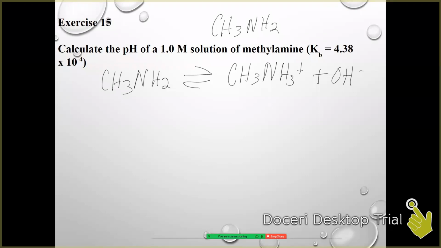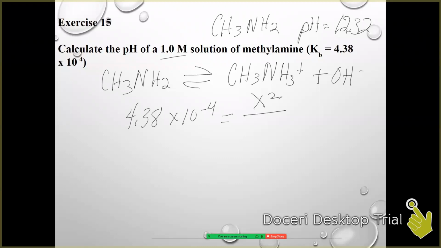Anybody got a pH? 12 point what? I'm sorry. That's what I got. 12.32. Anybody else have 12.32? All right. So this one says it's on a 1-to-1 mole ratio, kind of like we did our weak acids. After we have done a few, you can set up a RICE table, but it's going to end up being 4.38 times 10 to the negative 4th, my Kb, is going to be X squared divided by my original concentration.